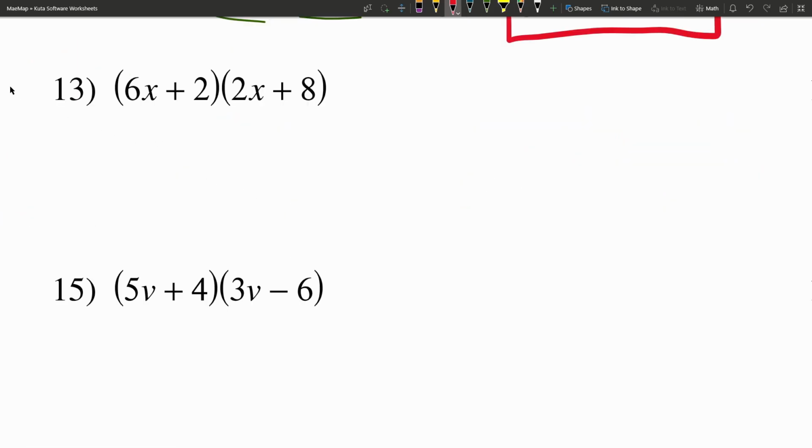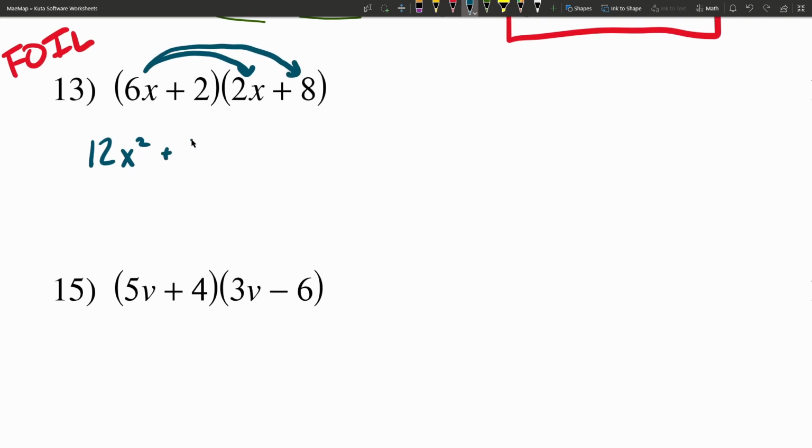For number 13, FOIL. First, outside, inside, last. And to help speed this along, I'm going to do a little bit of this mental math in my head, but feel free to continue writing out every single term. So we're going to combine first, which is 6x and 2x, which is going to be a 12x squared. That's going to get added to 6x times 8, those outside terms, which is going to give me a 48x. Then those inside terms, 2 times 2x, which is 4x. And then finally adding those terms multiplied together, which is 2 times 8, 16.